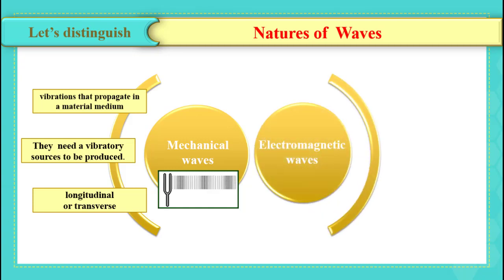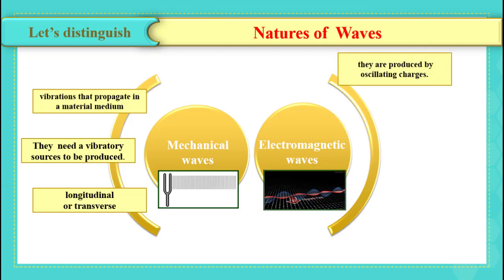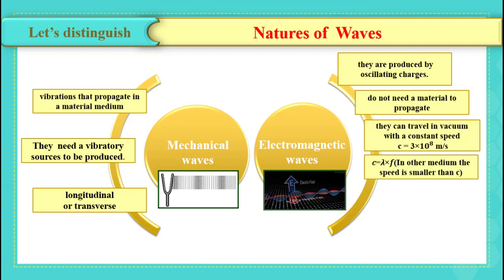The second nature of wave is electromagnetic waves, like light waves, microwaves, radio waves, etc. These waves are produced by oscillating charges. They do not need a material medium to propagate. They are capable of traveling in vacuum with a constant speed, c equal 3 times 10 to the power 8 meter per second. Note that c is equal to lambda times f. In other mediums, the speed is smaller than c. Here, when we talk about electromagnetic waves, the denser the medium, the slower such waves travel or propagate.